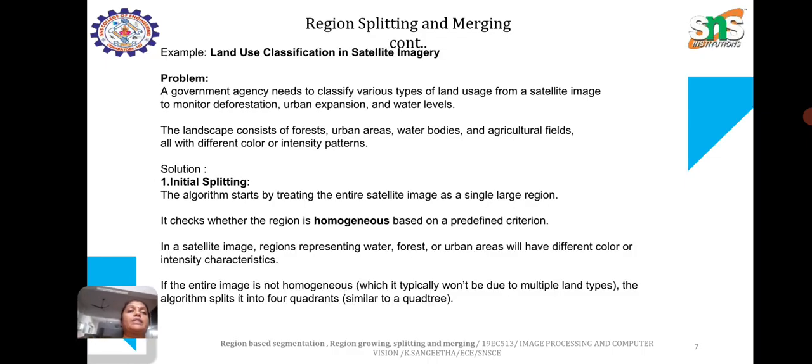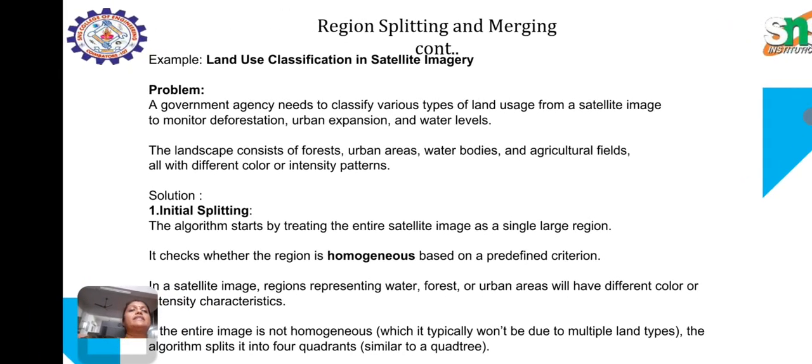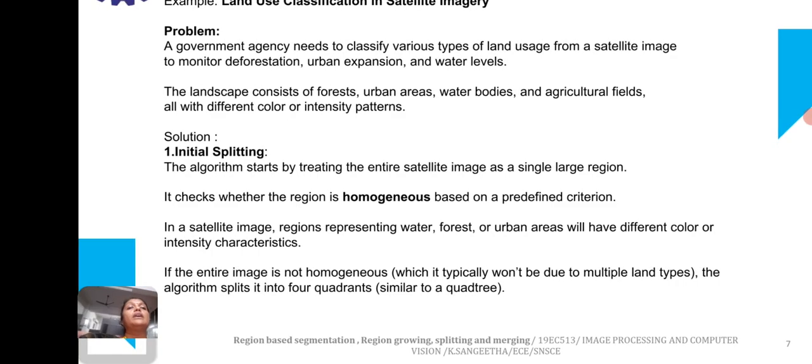Example for region splitting and merging. We can take land use classification in a satellite image. A government agency needs to classify various types of land usage from a satellite image to monitor deforestation, urban expansion and water levels. The landscape consists of forest, urban areas, water bodies and agriculture fields, etc. So the solution is, first, initial splitting.